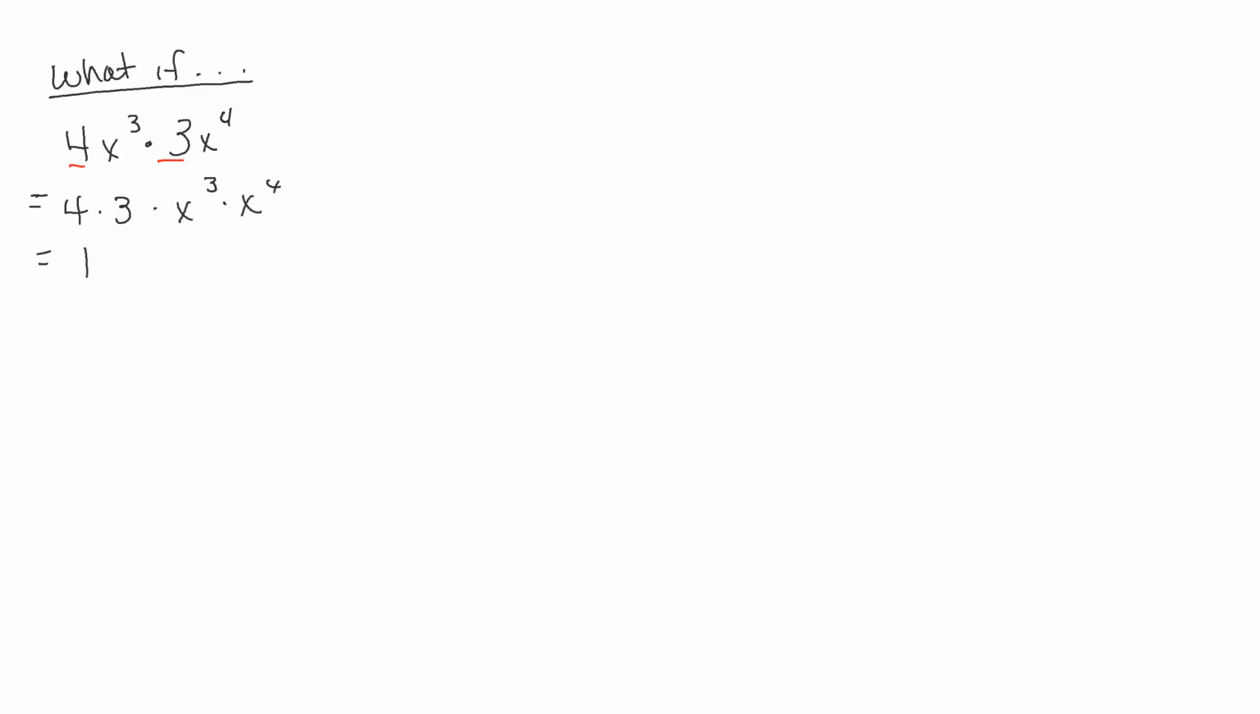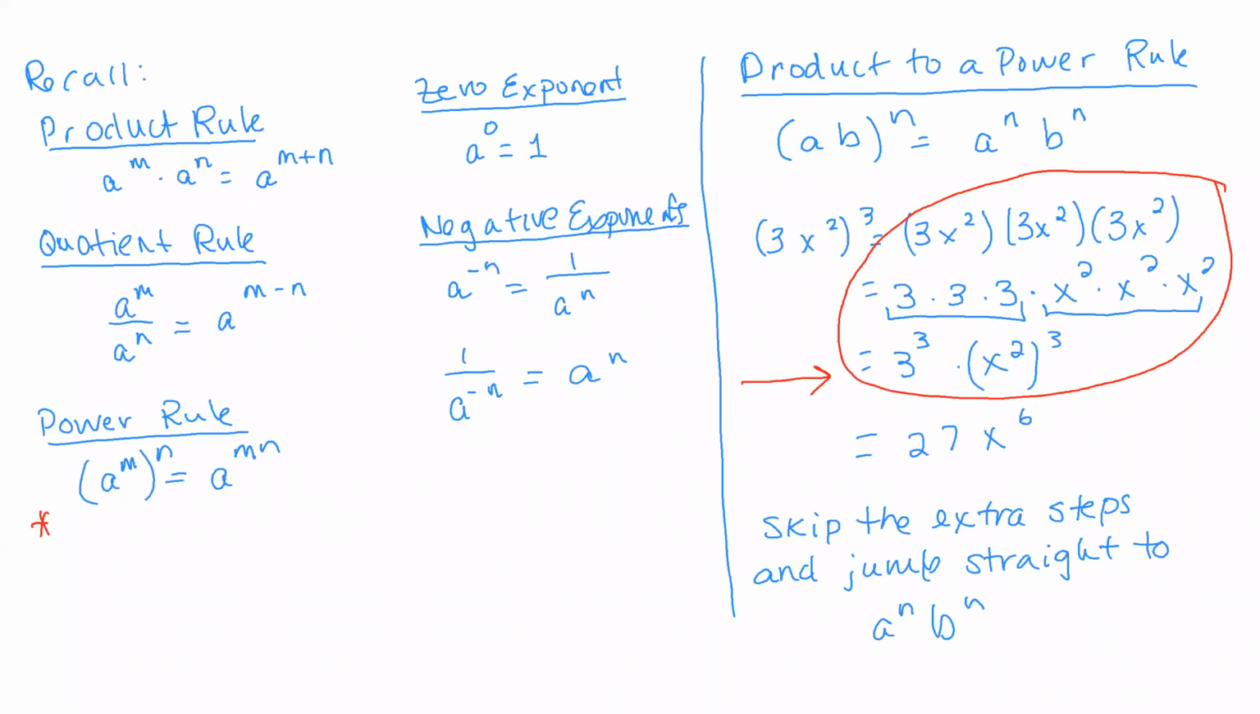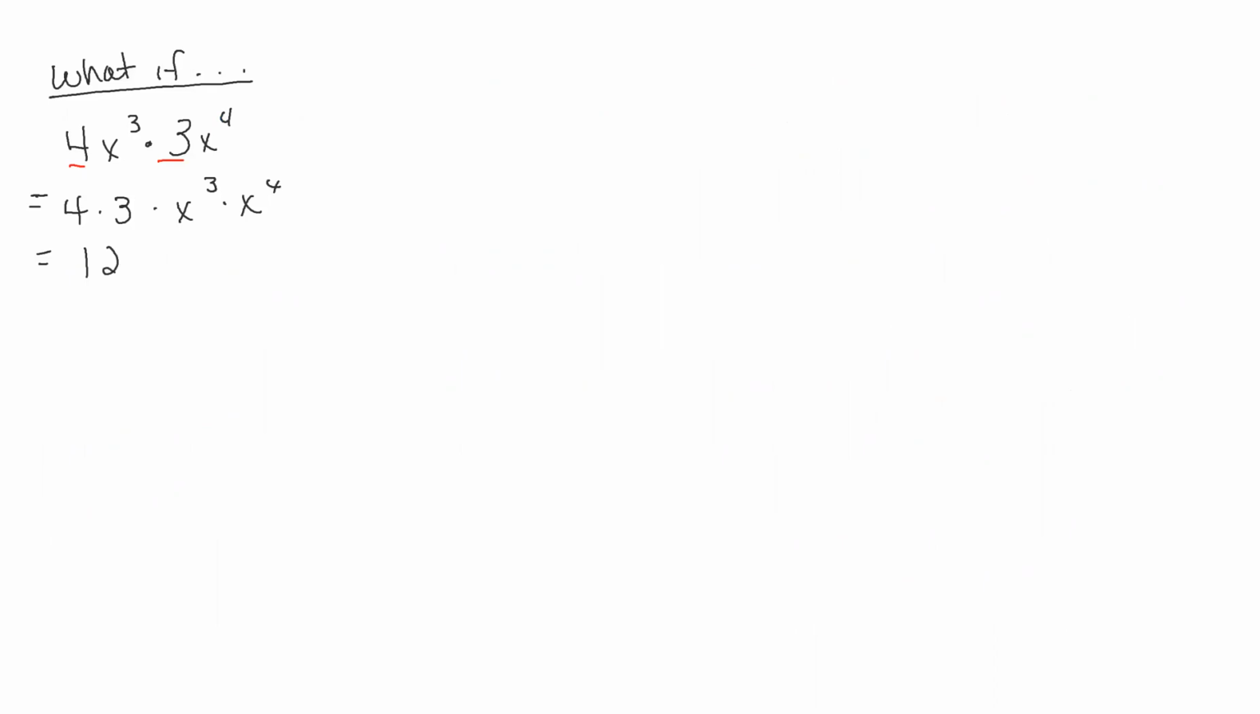So 4 times 3 is just 12, and then x to the third times x to the fourth, I can go back to that first slide where we talked about the product rule. The product rule happens when you're multiplying two terms that have the same base. So here I have x to the third times x to the fourth. What they have in common is the base of x. So I keep the x and I add the exponents here. 3 plus 4 is 7. So make sure you understand when to use the product rule where you add your exponents versus the power rule where you multiply your exponents, okay?